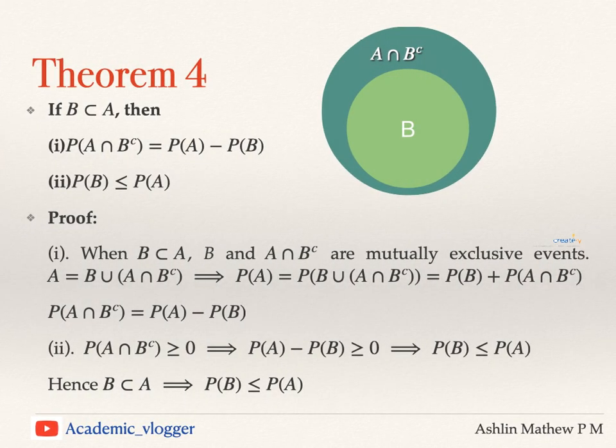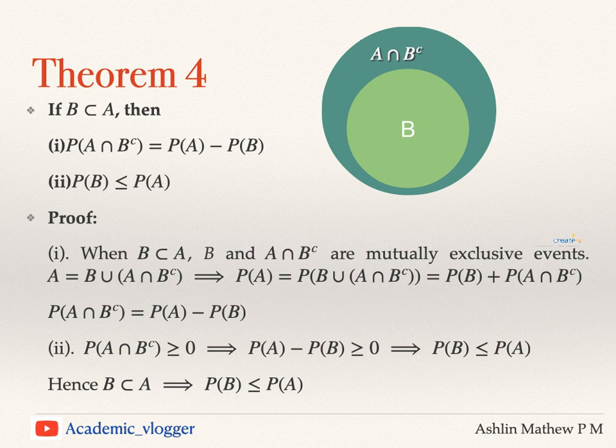So this is the fourth theorem. This is somewhat different from the other ones. Here, event B is a subset of event A. So if event B is a subset of event A, then we have two subsections. The first one is probability of A intersection B complement is equal to probability of A minus probability of B. And the second one is probability of B is less than or equal to probability of A.